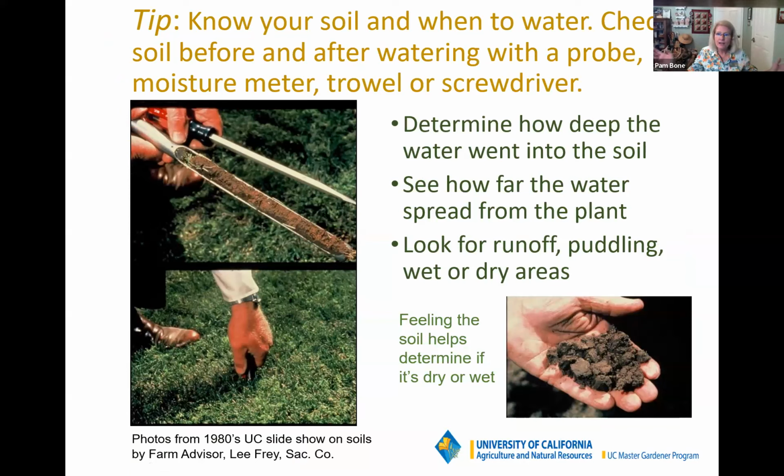How far did it spread? I see more problems with landscape trees with drip irrigation because people don't water long enough. And so you need to look, feel the soil, find out. We call it the hand feel soil moisture test, really fancy. You just dig up some soil and you feel it and you go, yeah, that feels kind of wet.